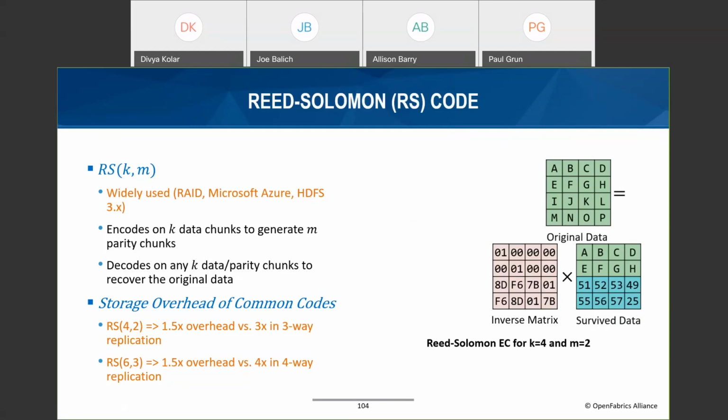The advantage of using EC in this case is low storage overhead for widely used configurations like RS(4,2) and RS(6,3). Their storage overhead is only about 1.5x compared with the corresponding 3-way replication and 4-way replication whose storage overhead is as high as 3x or 4x. This is much better, right? The efficiency is much better. So next.